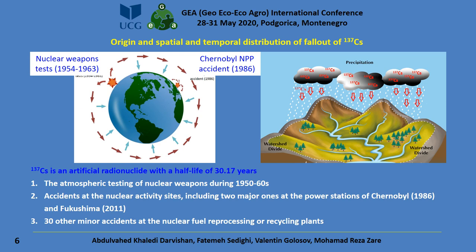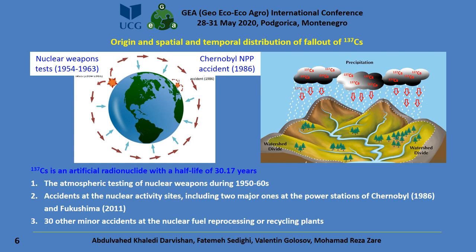In order to estimate the inventory of cesium-137 and Pb, or lead-210, in the reference site, we need to know the origins of these elements and all the influencing factors on their concentrations inside the soil profile. Here you can see the origin and some basic information about cesium-137. As I mentioned before, these two elements, cesium and lead, are the most widely used radionuclides in soil erosion studies, but with completely different origins. For cesium, the origin is anthropogenic, and for lead-210 it is geogenic.